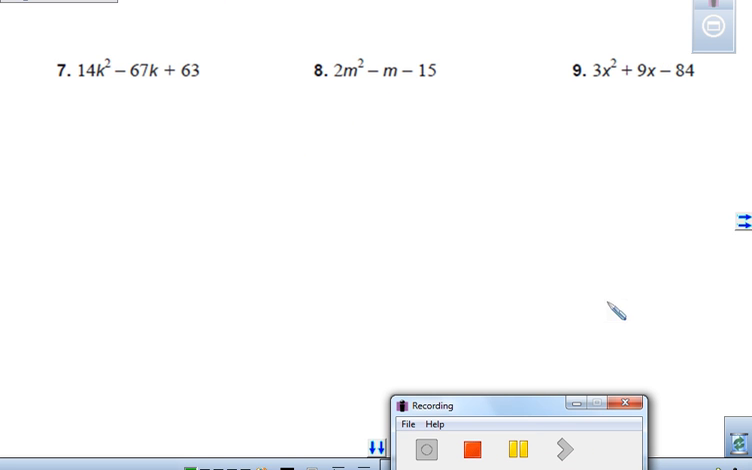Try these 3 problems. Give the students about 7 minutes to work on these or until you think they are ready. Then play the second video to show the solution.